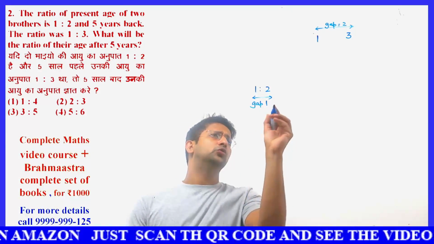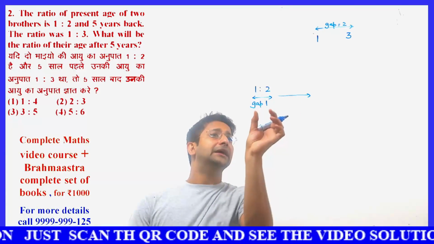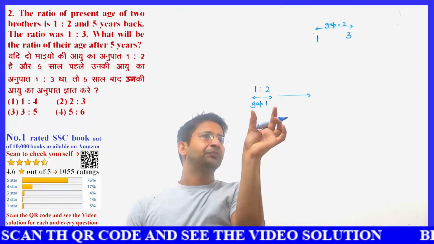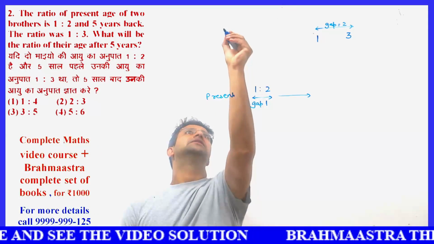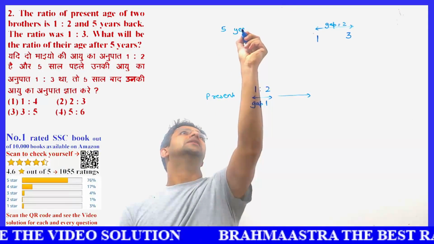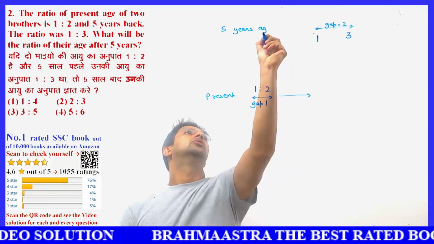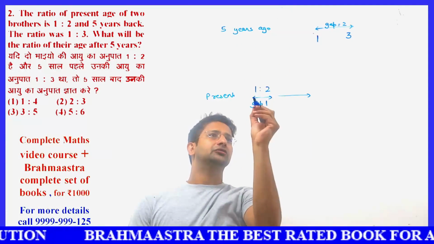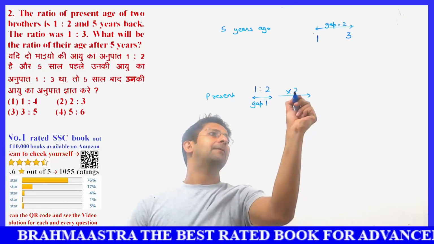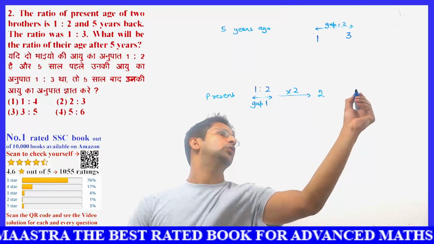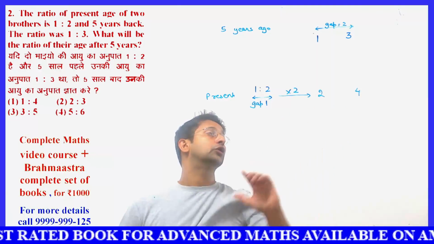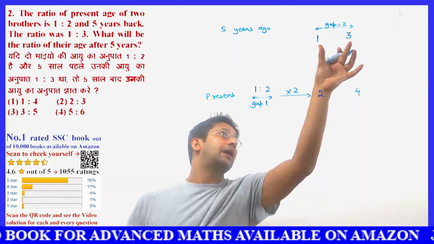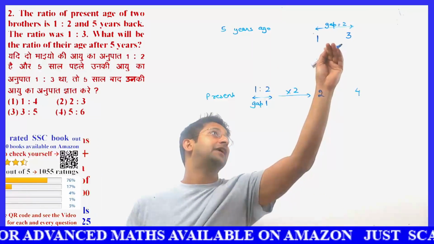You just need to equate this gap. This is presently, this is now. This is 5 years ago. So this gap becomes 1 is to 2. If you multiply this by 2, what do you get? You get 2 is to 4. Clear, dear student? This gap is 2 is to 4. So what does it mean? Here also the gap is 2. Here also the gap is 2. This is 5 years ago.